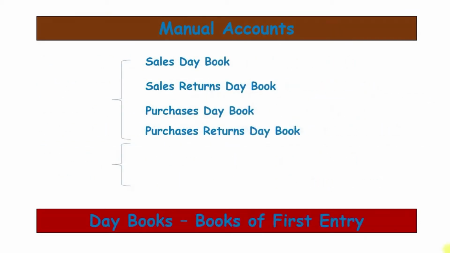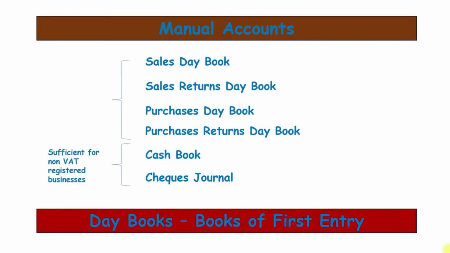So, we have seen that the sales go in the Sales Day books and the purchases go in the Purchases Day books. And the payments and receipts go in the Checks Journal and the Cash book. For revenue purposes, the Cash book and Checks Journal will suffice if the business is not registered for VAT. If our business is registered for VAT, then we need to document the VAT transactions. Therefore we need to have Sales and Purchases books as well as the Cash book and Checks Journal.